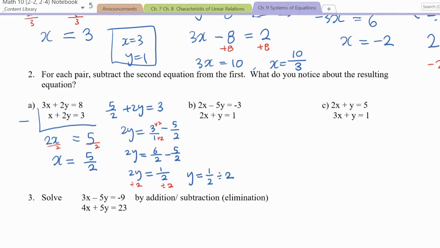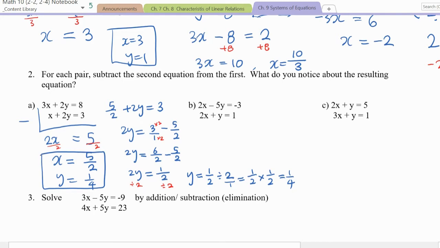1 over 2 divided by 2 is 1 over 2 divided by 2 over 1. And when you divide fractions, you flip it. Then 1 over 2 times 1 over 2 is 1 over 4. So y is 1 over 4. So x is 5 over 2 and y is 1 over 4. So this is the answer. Okay?